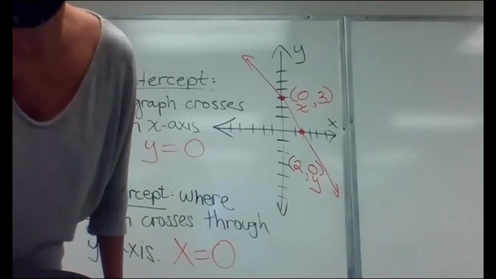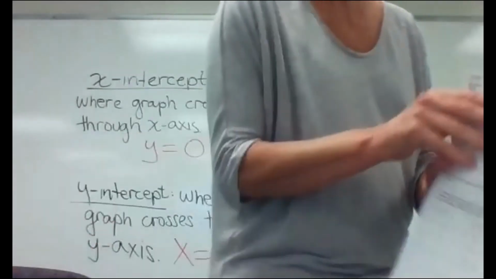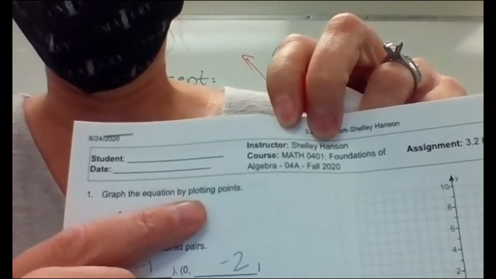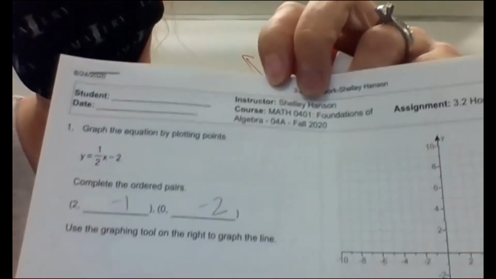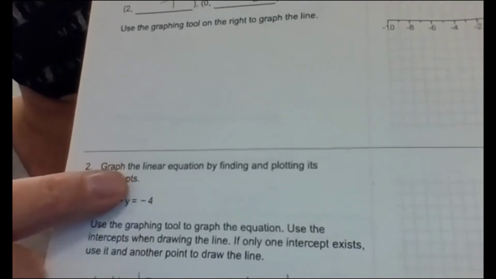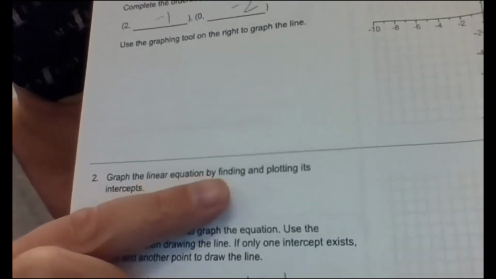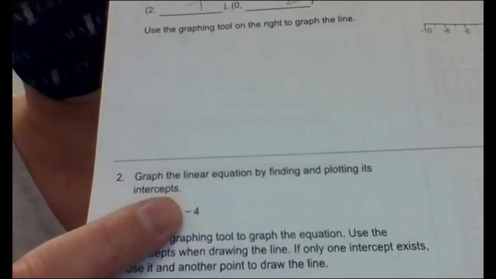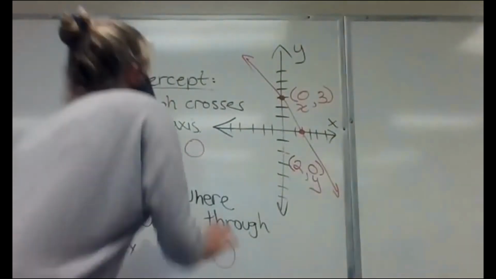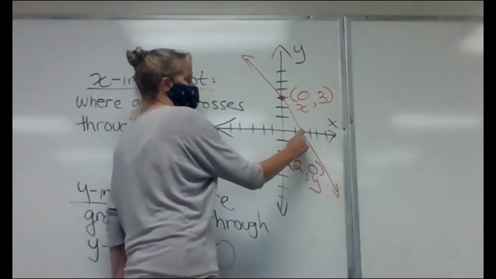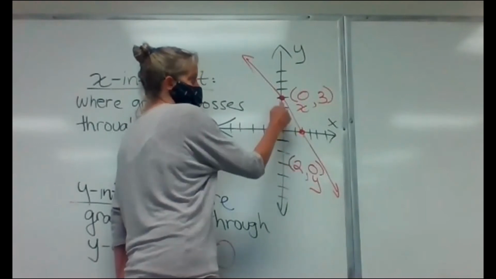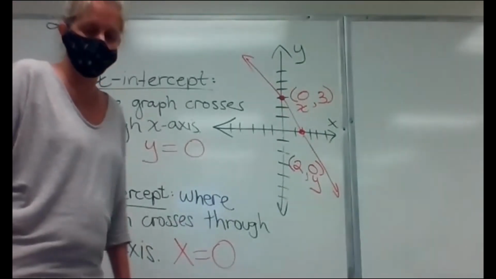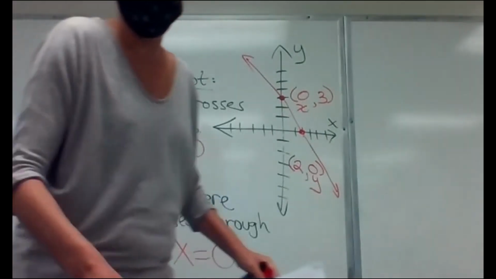Number 2 says, now look at the difference between number 1 and 2's instructions. Number 1 just says, graph the equation by plotting points, and then it tells you the points to use. Number 2 says, graph the linear equation by finding and plotting its intercepts. That is telling you very specific. It doesn't want any point. It wants to know where does the graph cross the x-axis and where does the graph cross the y-axis. It only wants intercepts.